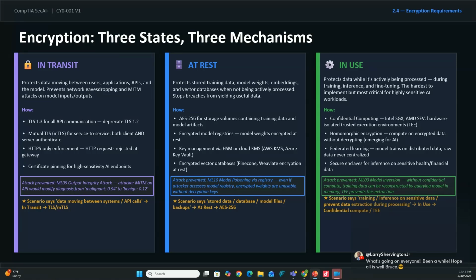But what you want to understand from this, if nothing else, is that there's a difference between in transit, that's your HTTPS, at rest, data at rest, encrypted on your hard drive in storage, AES 256, or there's other types of encryption methods as well. And then, of course, data in use, homomorphic encryption.